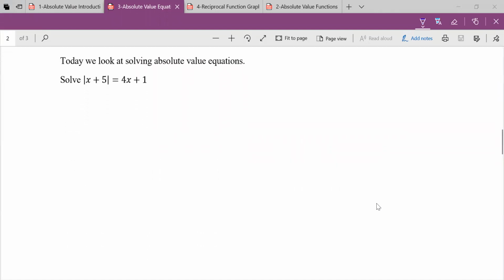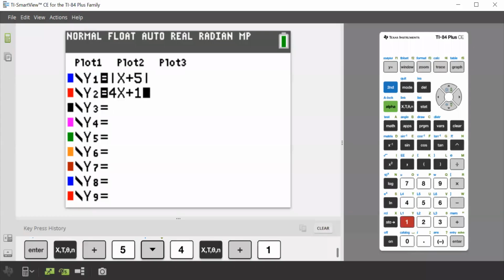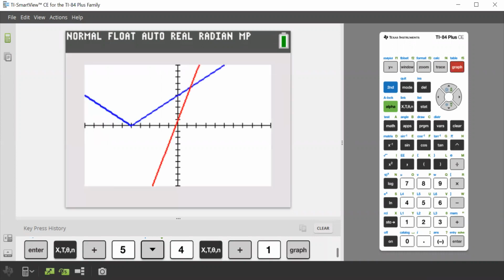Solve the following: absolute value of x plus 5 is equal to 4x plus 1. First thing you're always going to do, let's graph this thing. So grab your graphing calculator. I've already got it inputted in y1 and y2. Again, it doesn't matter what order you put them in. Hit graph, and your solution to the equation is where those two lines cross.